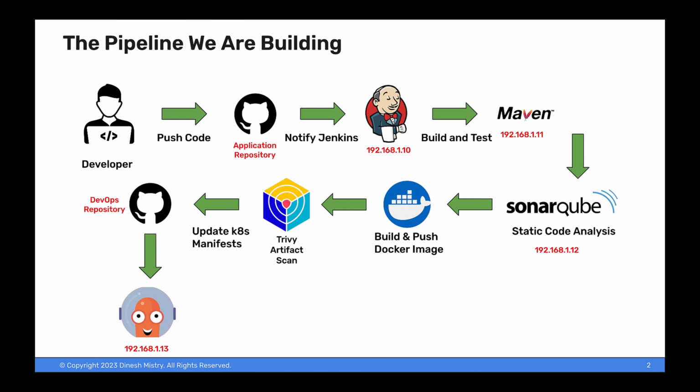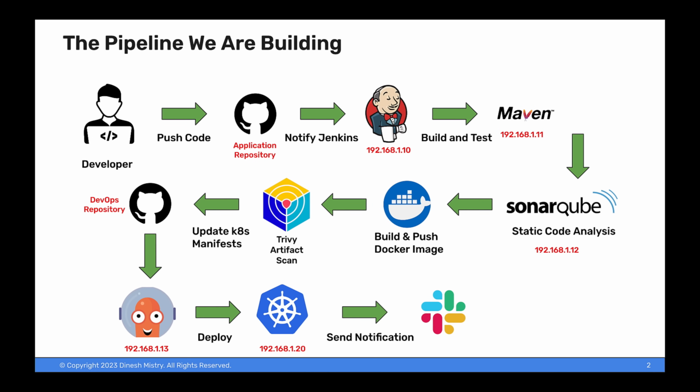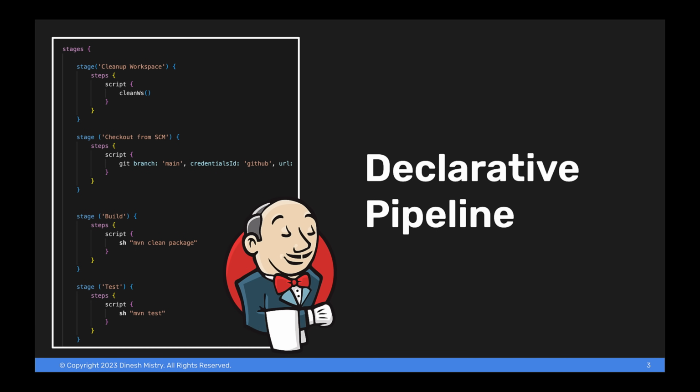Once the tag has been updated, Argo CD, which is a continuous delivery or continuous deployment application, will be monitoring that repository for any changes. As soon as a new tag is detected, it'll deploy the latest version of the tag into our Kubernetes cluster. We'll then send a Slack notification if the deployment and build is successful. We'll also send a notification if there are any problems during the build steps along the way. We'll do this using a declarative pipeline in Jenkins.